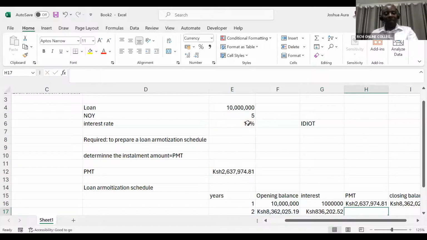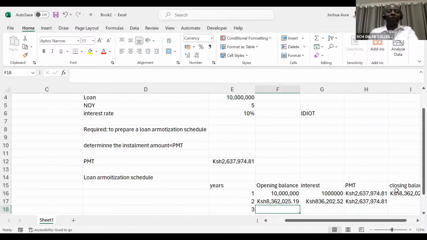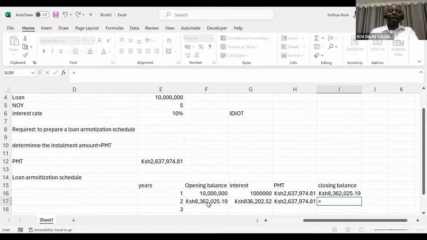Then go to the tab here. Ladies and gentlemen, I'm picking this payment from here, and it must be constant. So as I pick it from there, I have to press F4, like that. Let me check whether I pressed F4 for this one. Yes, it's there. And then closing balance, you've told me to take the opening plus the interest minus the payment, and then you press Control Enter.